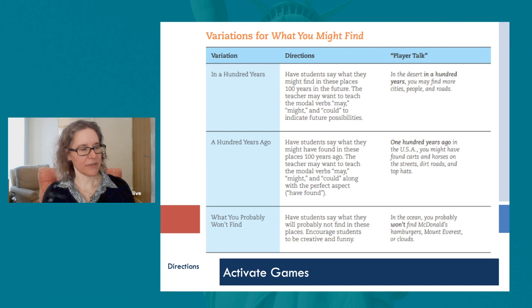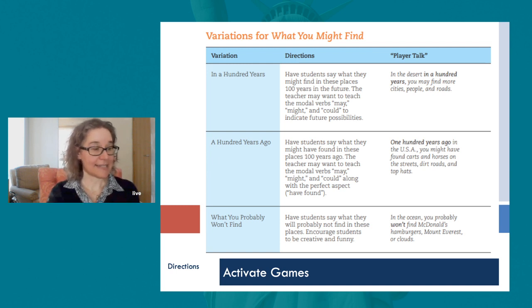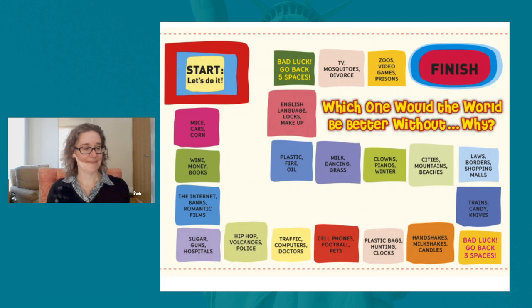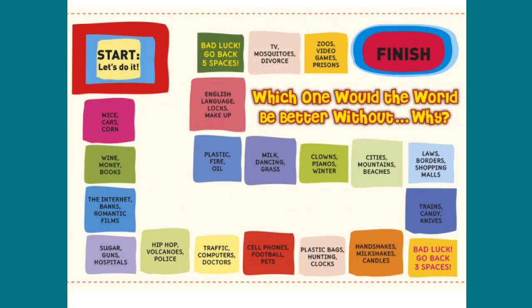Let's go to the next one. The next slide is another game that you can find. These are all available online, and you just type in activate games, and you can look for the board games, and they all come up. So the title of this board game is Which One Would the World Be Better Without, and Why?